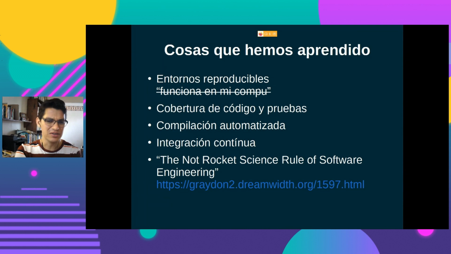So what have we learned in the past 20 years? Well, it's not acceptable to say, well, it works on my computer. You need to have a reproducible environment in which to recompile and run your tests. You need to have code coverage to see what parts are not being tested. You have automated compilation.